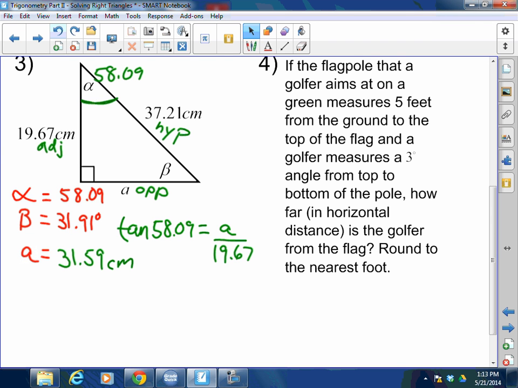Are you getting how to solve triangles now? The reason why I've been so meticulous with this is that with word problems, you're going to have to draw your own triangles. But please don't stress. May I erase this?